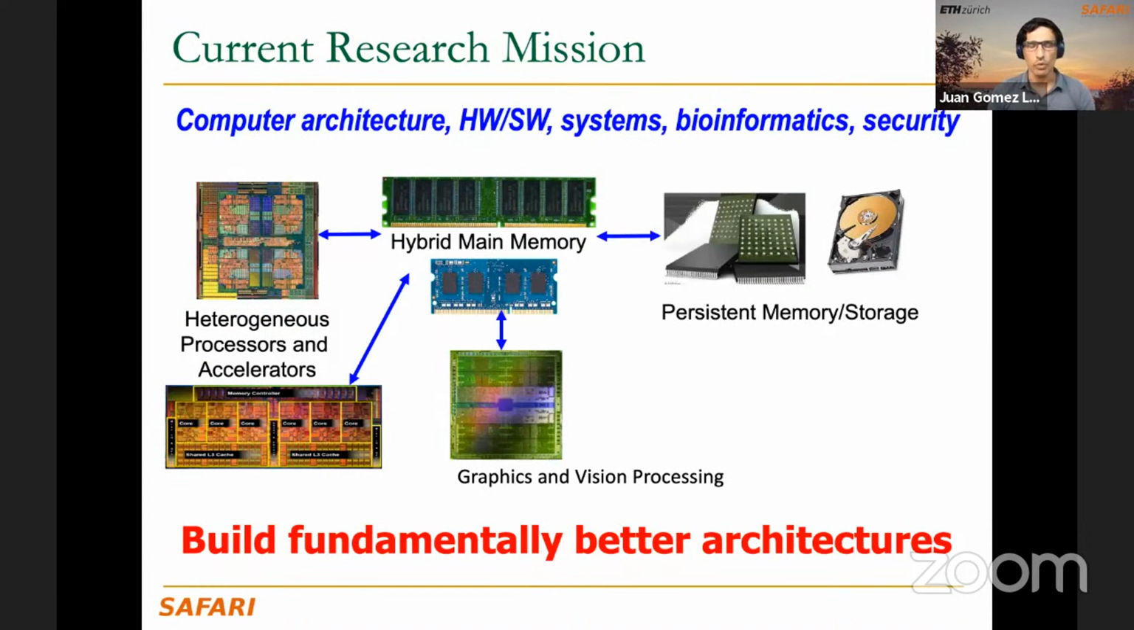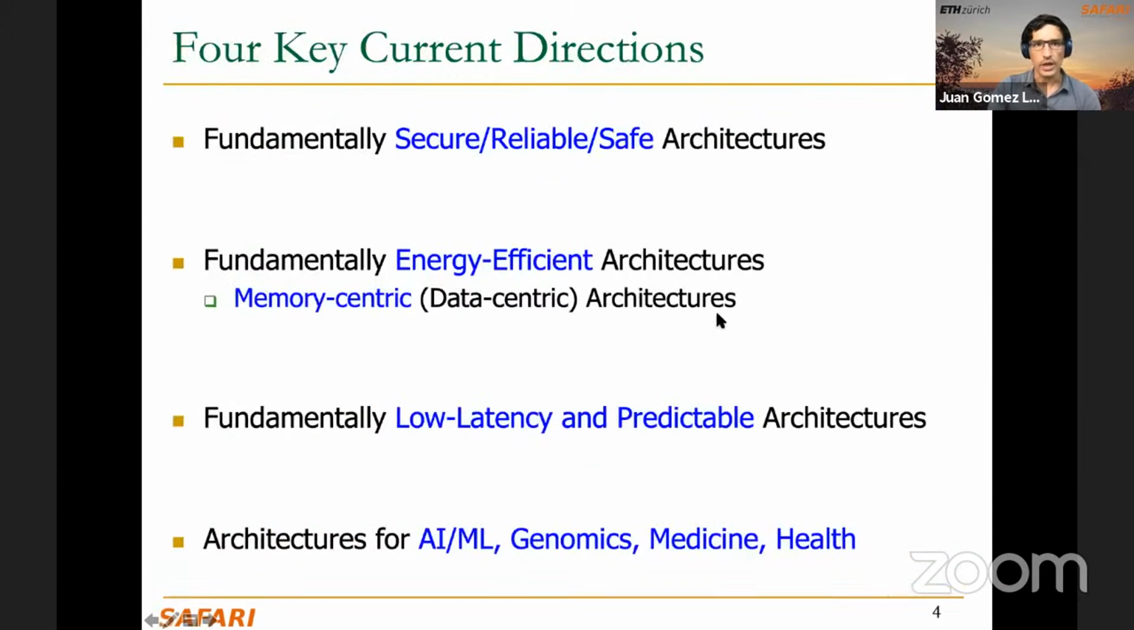Okay, so as I was saying, our group has a current research mission. Essentially, this is building fundamentally better architectures, and this encompasses the whole amount of components that we have in a computing system, from the processors and accelerators or graphics processing units to the main memory system and the storage system as well. There are four key current lines in our research: fundamentally secure, reliable, safe architectures; fundamentally energy efficient architectures with a big focus on memory-centric and data-centric architectures, and we are going to talk about some of these today; fundamentally low latency and predictable architectures; and architectures for AI, machine learning, genomics, medicine, and health.